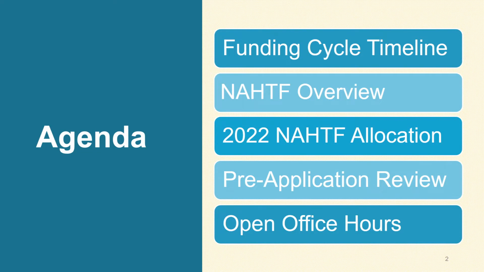Today I will review the 2022 funding cycle timeline, give a brief overview of the Nebraska Affordable Housing Trust Fund, which is also referred to in this workshop as the Trust Fund, the 2022 allocation of the state's trust fund, and review the pre-application created in Amplifund. Information on the upcoming open office hours for both the pre-application and the full application will also be provided.